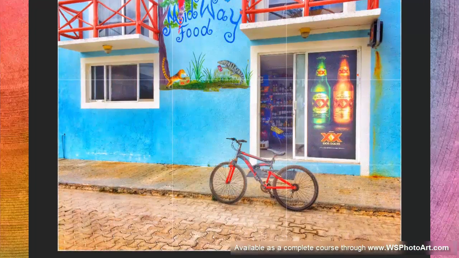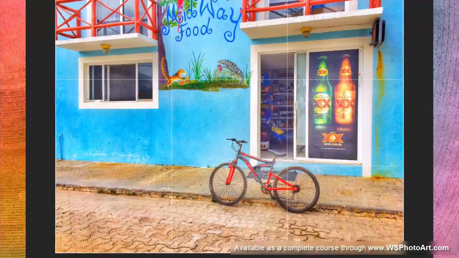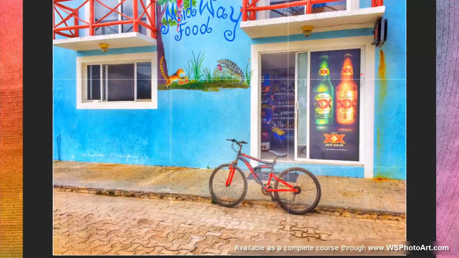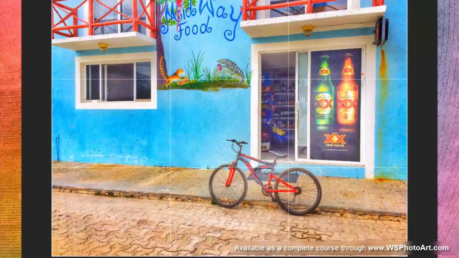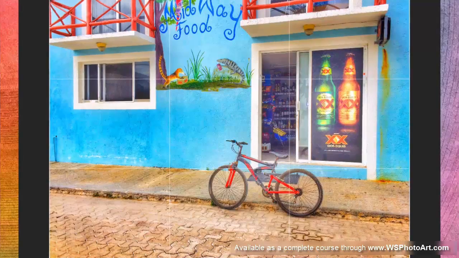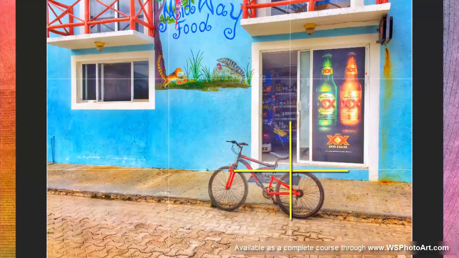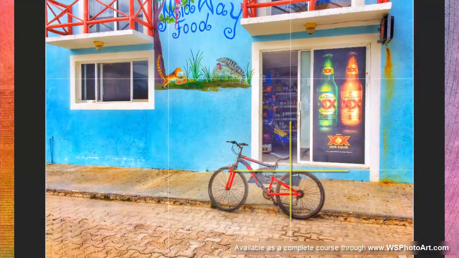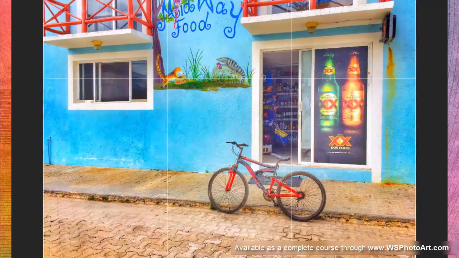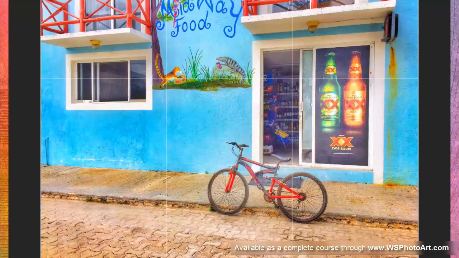This image of a bicycle propped up on the sidewalk I took in Akumal, Mexico, and it was a little bit more difficult to line up, but to me the bicycle was the most important element in the image. So it's in the bottom right hand third of the frame where that horizontal and vertical line intersect, and that to me gives it a lot more visual appeal. And just as a side note, all the images I've shown you so far in this lecture I took with my iPhone.